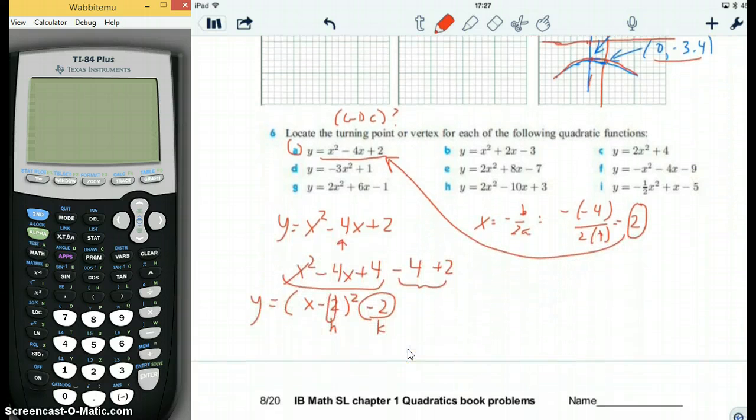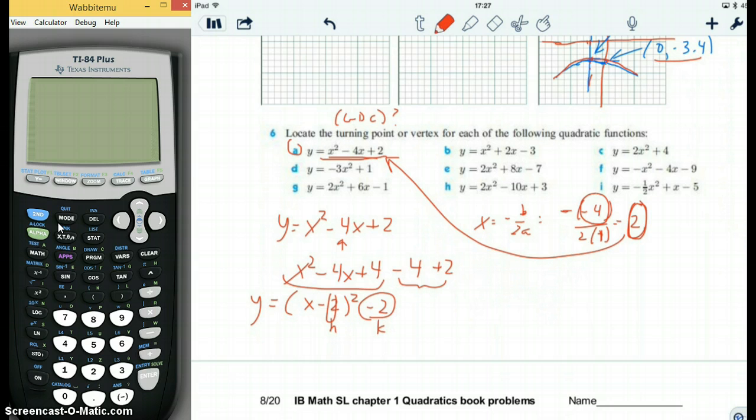Okay, now we're going to go to 6, where we're going to locate the vertex for each of the following quadratic functions. So we have x squared minus 4x plus 2. There's a couple ways we can find the vertex. One is that we can use the axis of symmetry, x equals negative b over 2a. We just take the values for a and b and substitute them in, and we get that b is negative 4, a is 1, and then it's the negative, and so the answer is 2. Okay, so the axis of symmetry is x equals 2.